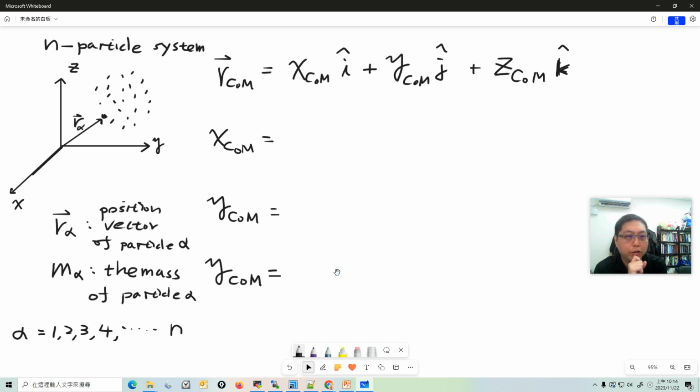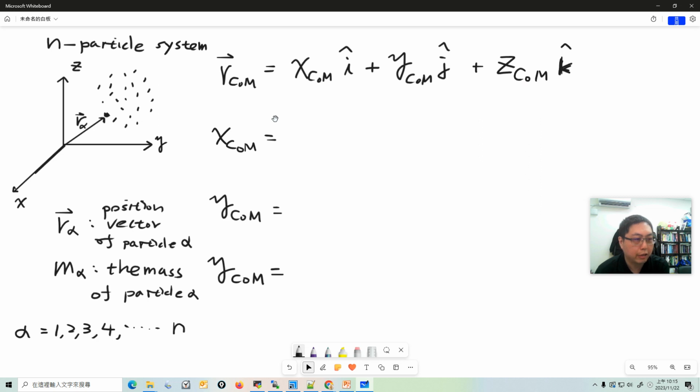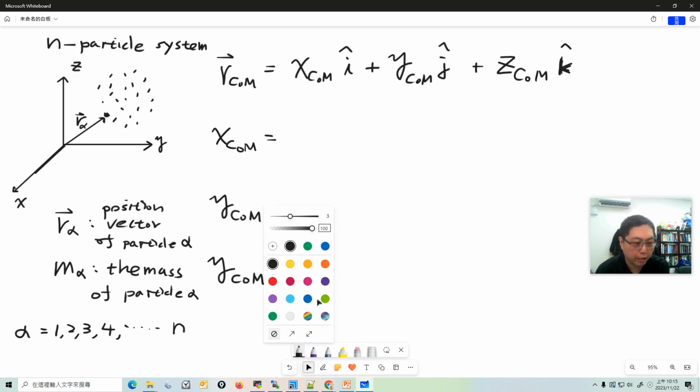Suppose we have a 3D system, so it has an x component, y component, and z component. The coordinate of the x component is called xcom, the coordinate of the y component is called ycom, and the coordinate of the z direction is called zcom. So how do we calculate xcom, ycom, and zcom? Actually, the concept is very simple.